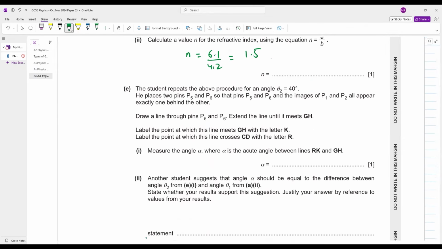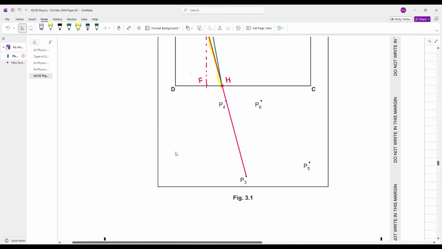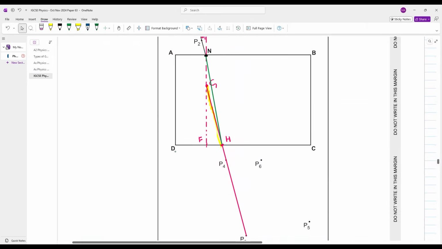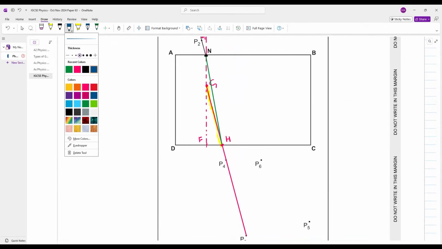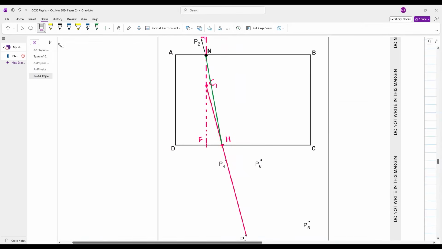He places two pins P5 and P6 so that the pins P5 and P6 and the images of P1 and P2 all appear exactly one behind each other. Draw a line through P5 and P6. Extend the line until it meets GH. Okay, where are P5 and P6? And where is GH? Okay, GH is this pink line. Remember, GH is the pink line. I will erase this a little bit. Okay, GH is this pink line.